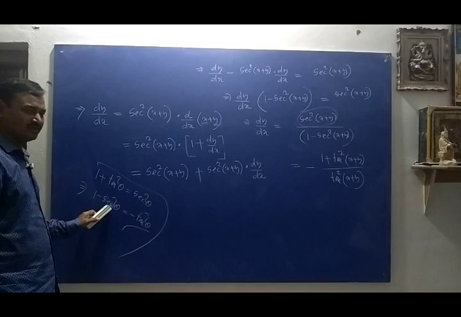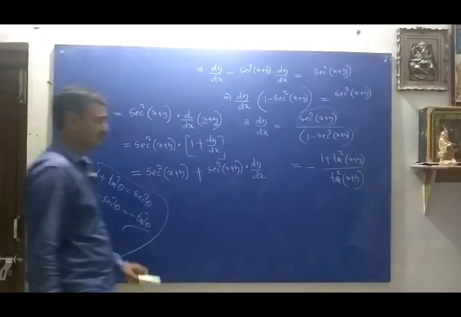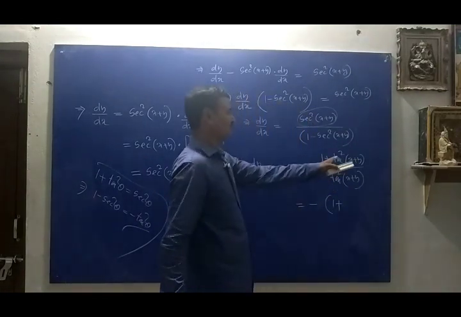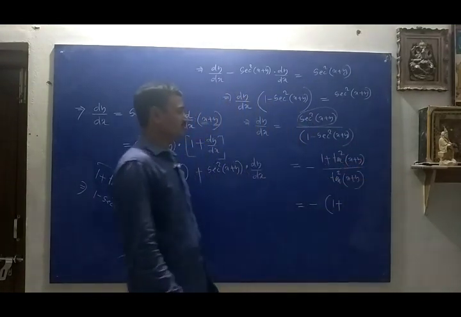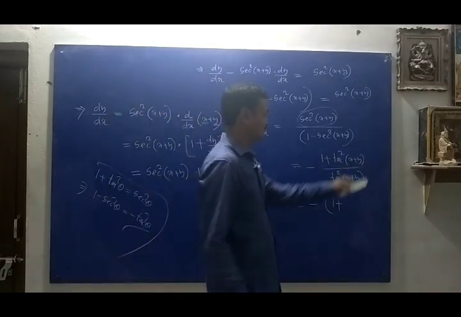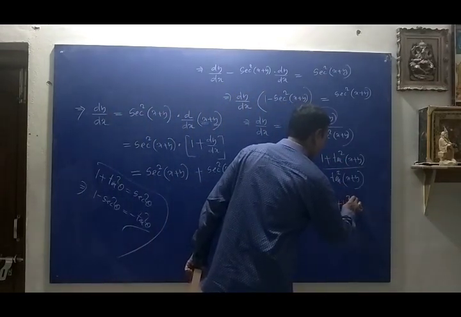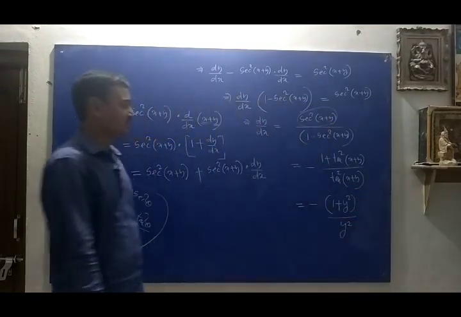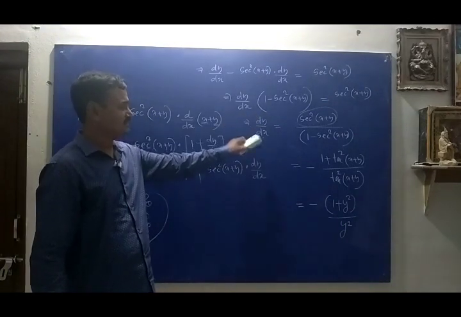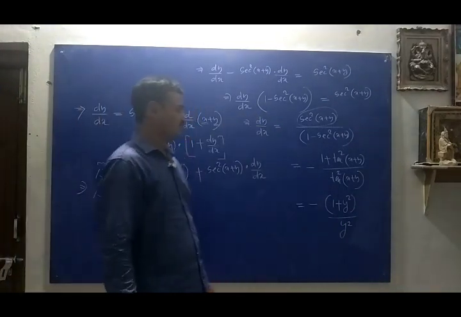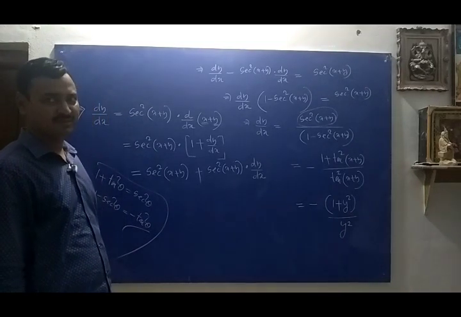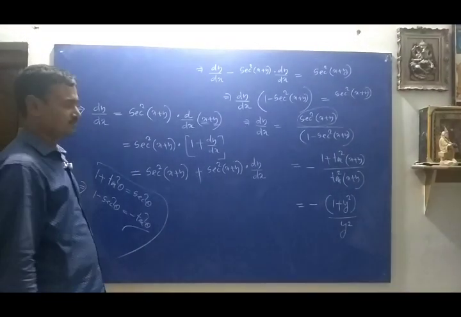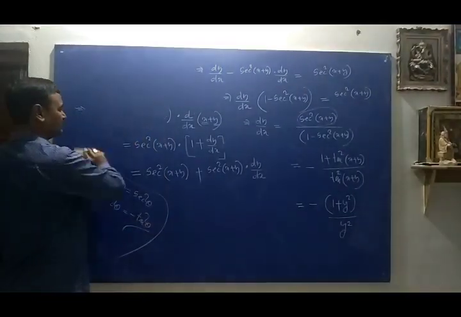1 minus sec square theta minus tan square theta is equal to minus of 1 plus tan of x plus y is equal to y. So tan square of x plus y, what is that result? So y square by y square. So what is dy by dx? So dy by dx is equal to minus of 1 plus y square by y square.